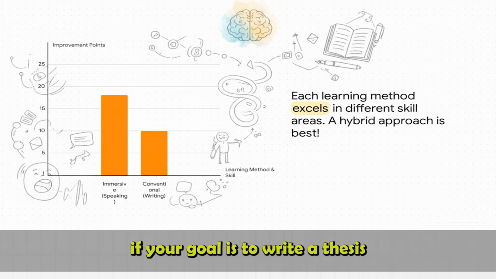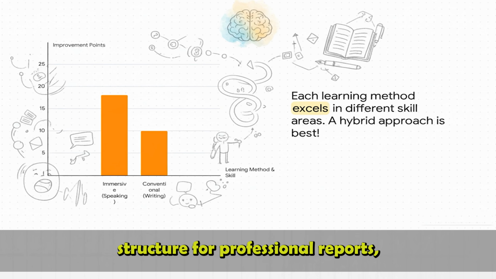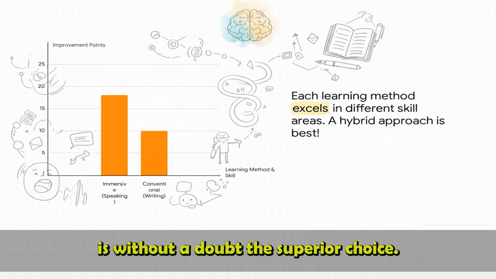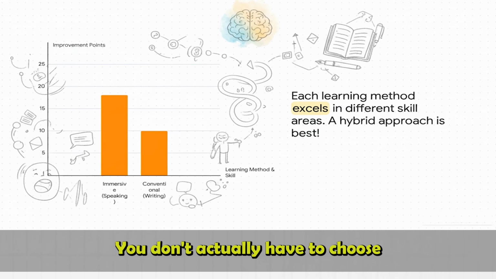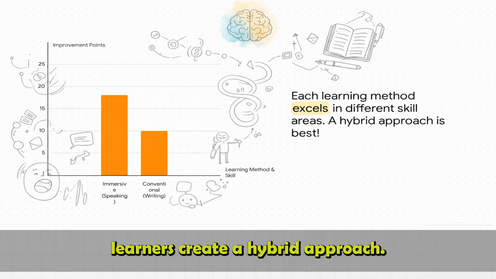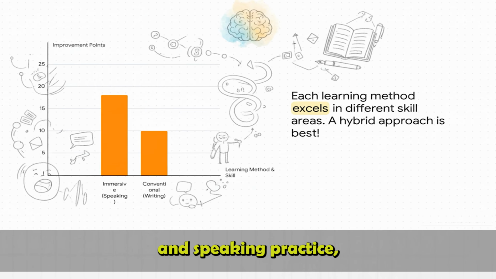However, if your goal is to write a thesis for university, to pass a formal grammar exam, or to master perfect sentence structure for professional reports, then the structured, conventional approach is without a doubt the superior choice. But here's the real pro tip. You don't actually have to choose just one. The smartest, most successful learners create a hybrid approach. They use immersion for their listening and speaking practice, watching shows, talking to people, and they use conventional study to sharpen their writing and grammar. It's the best of both worlds.